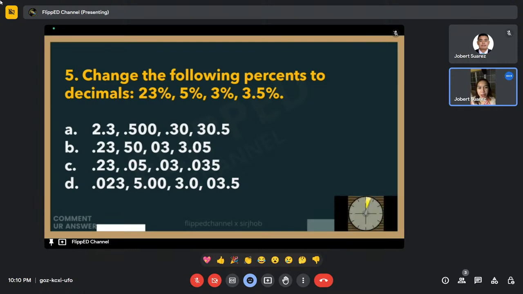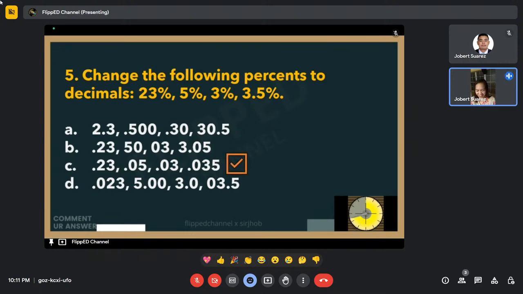Change the following percent to decimal. 23%, 5%, 3%, and 3.5%. Timer starts now. All right, time is up. So, our correct answer for number 5 is letter C.